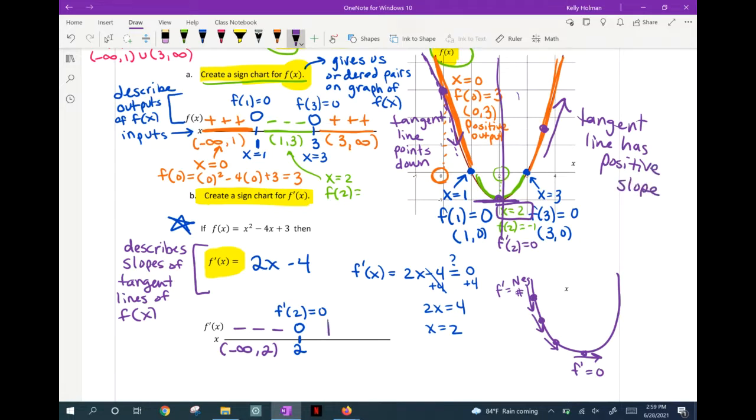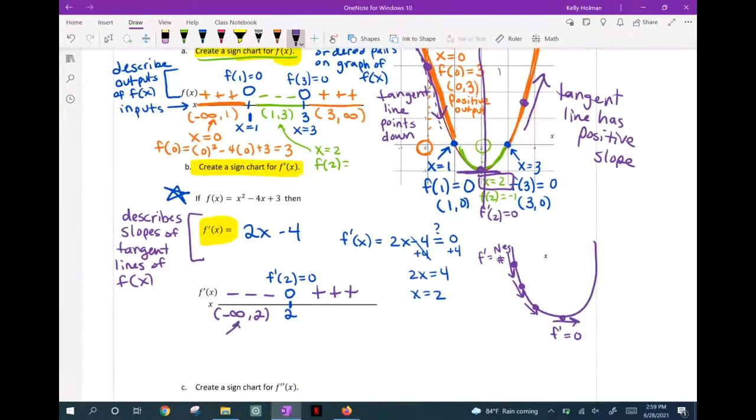So we should get positive outputs there. So let's just test that. Let's see that we're going to get those calculations to match the tangent lines. So we're just going to test any point. Let someone pick a number between negative infinity and 2, and we'll test the left side of that. What do you want to test?